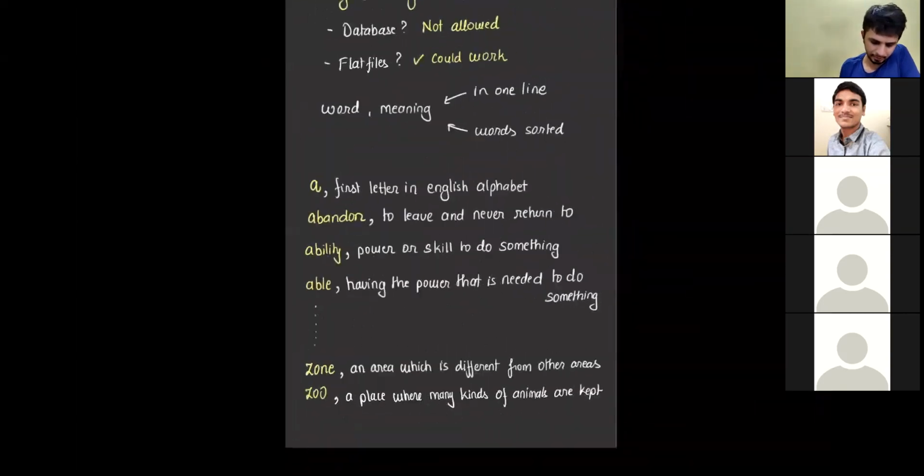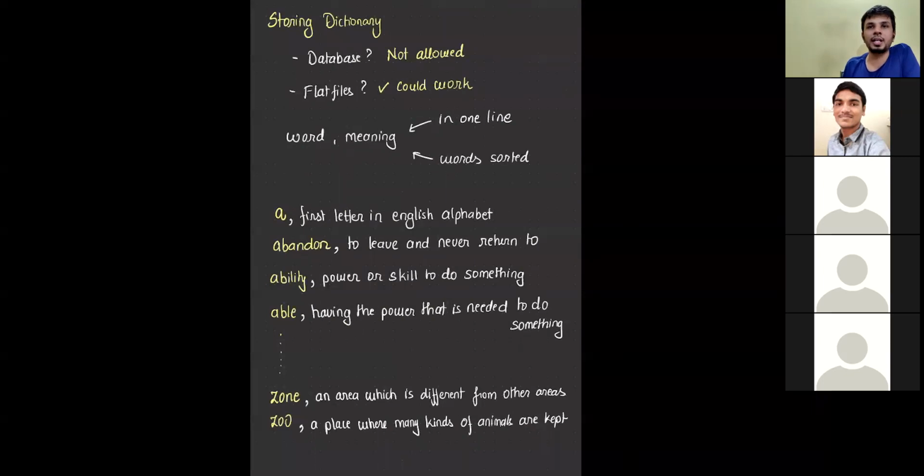Something like this, right? A comma first letter in English alphabet. This is what our words.txt looks like. We can store starting and ending words for each of the blocks in memory. And there are no blocks. There is just one file. But we can store it in memory, and we can find in which block it can be there. Then you'll be reading that entire block in memory.